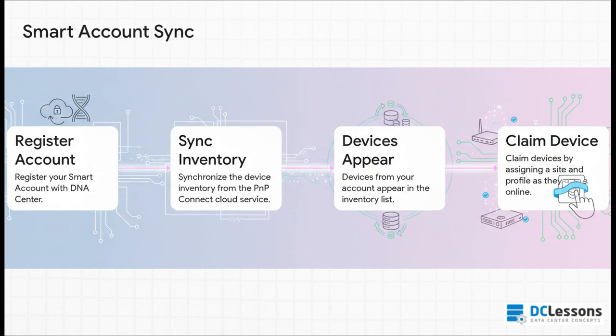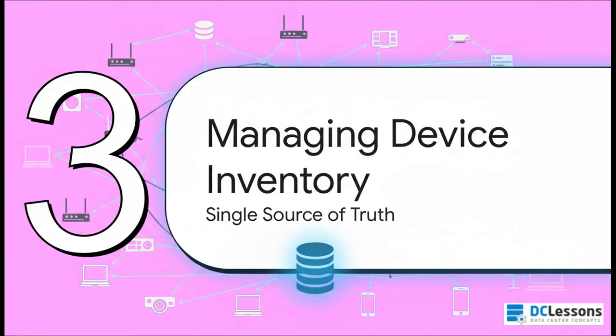And this third option, the Smart Account Sync, well, this one is just incredibly efficient. By linking your Cisco Smart Account, DNA Center automatically pulls in and populates your inventory with all the hardware you've bought. The devices are just sitting there, waiting. As soon as one gets plugged in, you just claim it and assign its role. It's that simple.